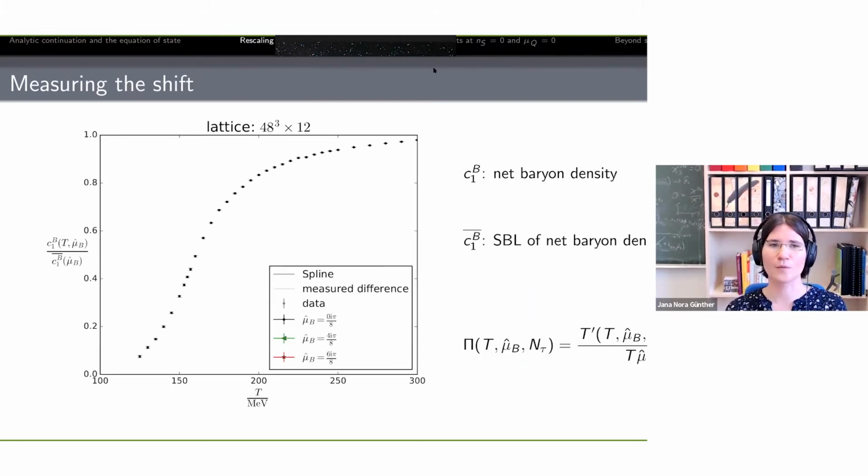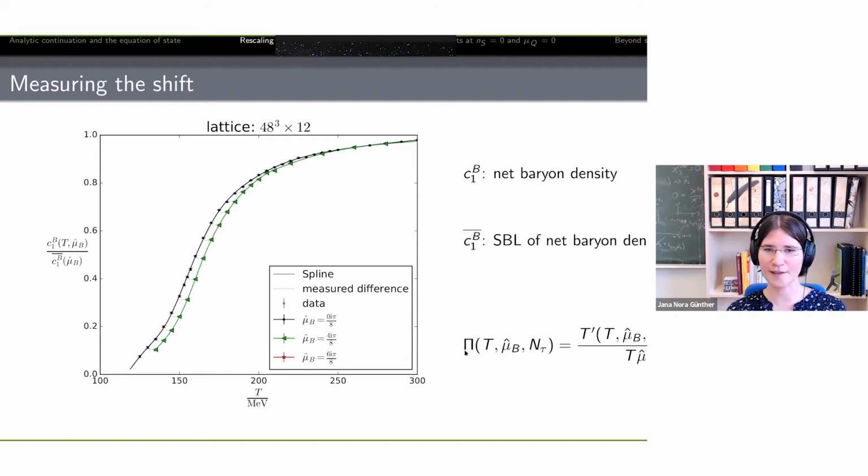Okay. So what do we do to measure this shift? We start with our data at 0 chemical potential. We spline this data, and then we look at our data at imaginary chemical potential. In this plot, I will only show 2. We have several others, but this plot should not be too crowded. We also spline this data. And then we measure the difference between these 2 curves, which is basically the shift we want.